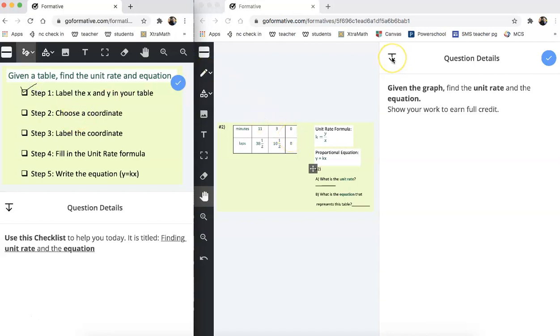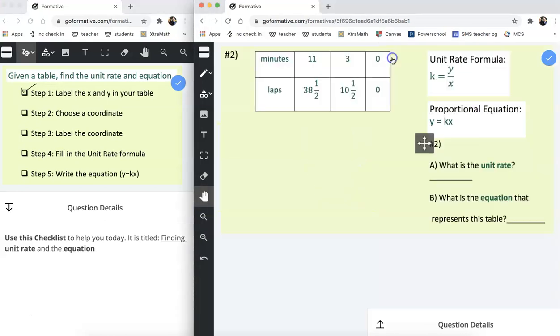I'm going to first press this question details, click that so that it will go downwards and make this larger. And then I'm going to grab the typing tool and label the top row X and then the bottom row Y. Notice that in this example, I have a horizontal table for you. We need to practice where X and Y go in both types of tables. So these are all X values. All of those are X values. And then all of these in the bottom row are the Y values. So I'll just label all of those.